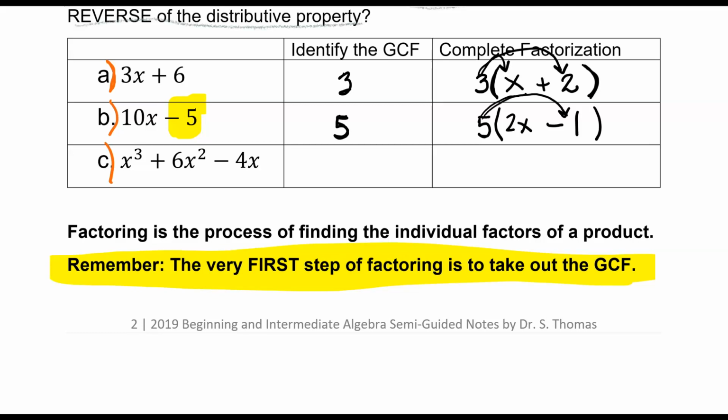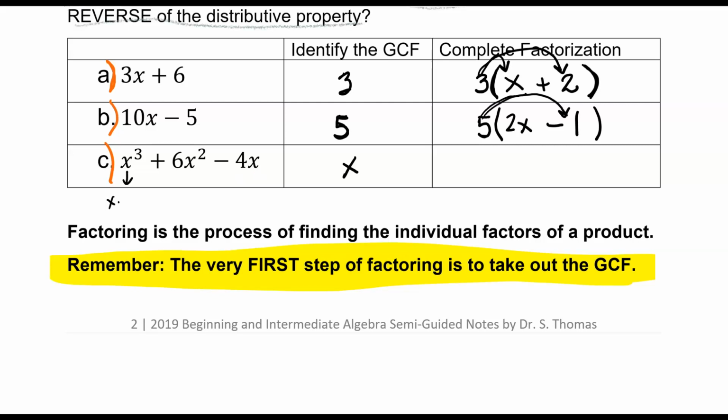We have x cubed plus 6x squared minus 4x. How many terms do we have? 3 terms: x cubed, 6x squared, -4x. And what is in common? There is only one x in common. Why is that? Some people don't understand that. So let me show you.